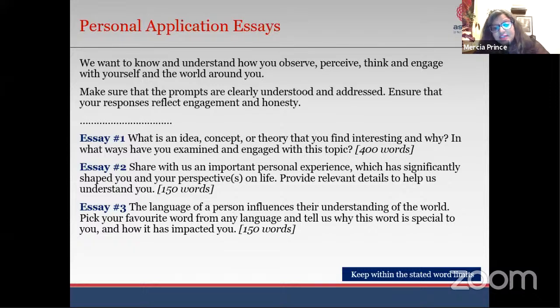So the first essay, very quickly, is about an idea, concept, or theory that you find interesting and why, right? In what ways have you examined that topic or engaged with it? So we want to know, what is it that interests you? What have you done then to examine that particular topic? How have you done your research? Or what have you read about it?